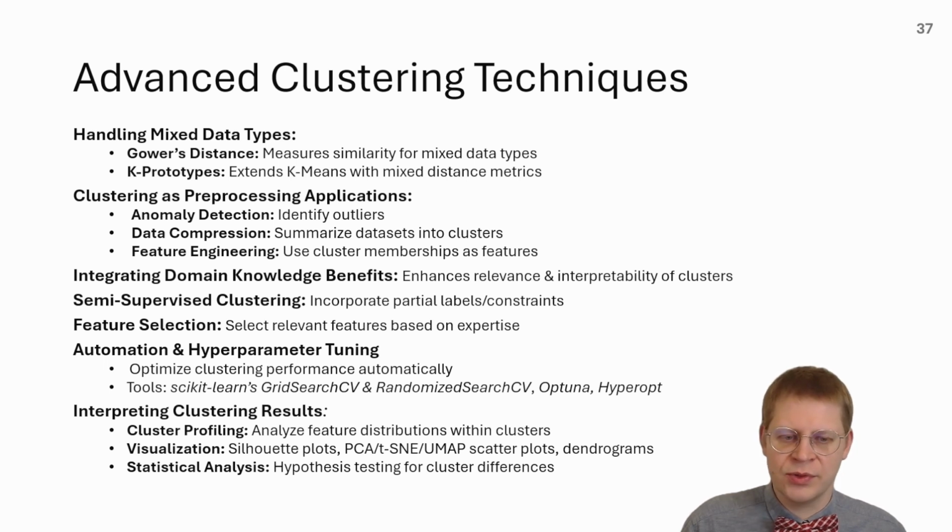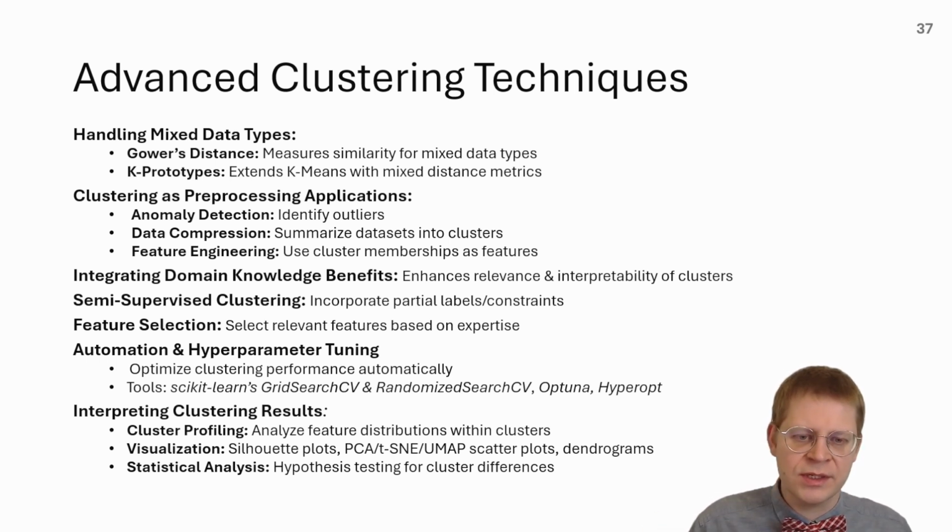Automate the process of fine-tuning for better results. Use grid search or randomized grid search or Optuna or Hyperopt to find the best hyperparameters automatically. This saves time and ensures your clustering algorithm is optimized for your dataset.